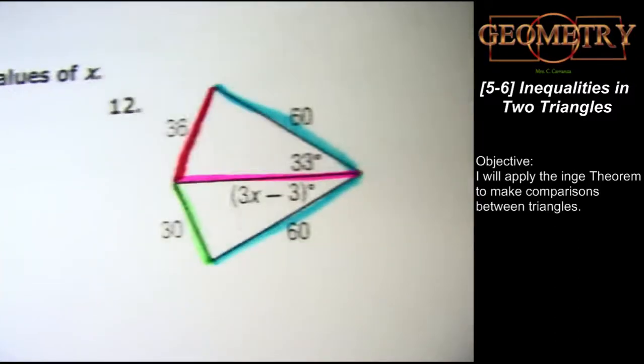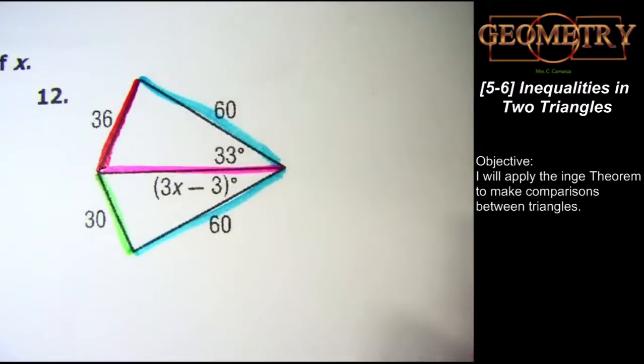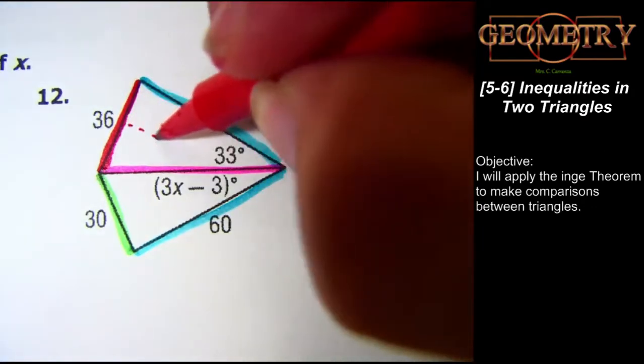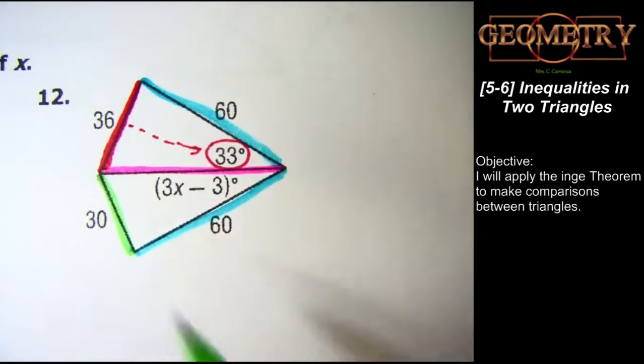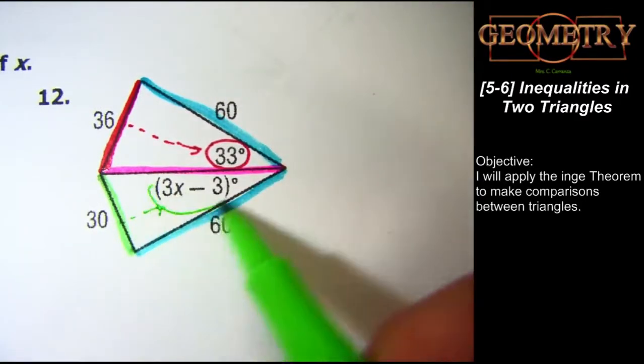All right. Here's number 12. I've already color-coded it, as you've seen in the other examples. The blue ones are congruent, the pinks are congruent, and the reds and the green are different. Which side has the bigger measure? The 36 is larger, which means the angle directly across from it is going to be larger than the angle directly across from the 30.